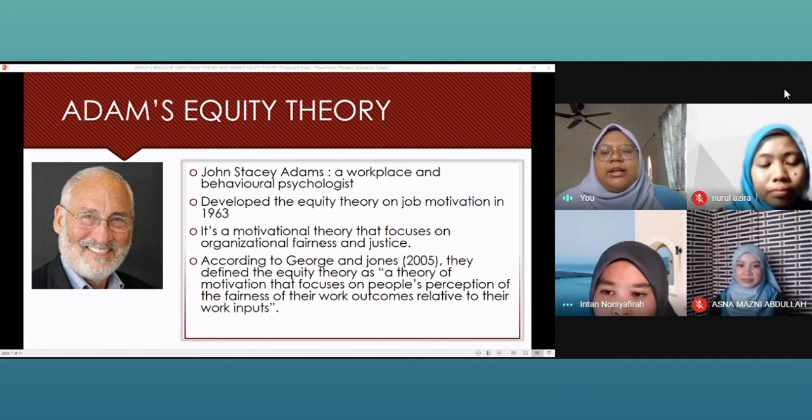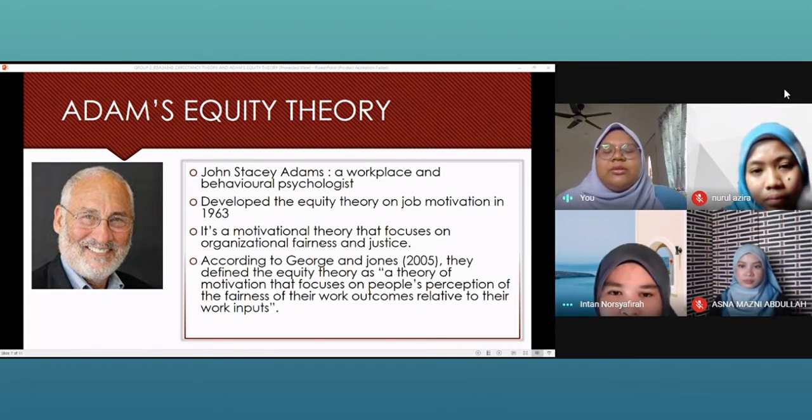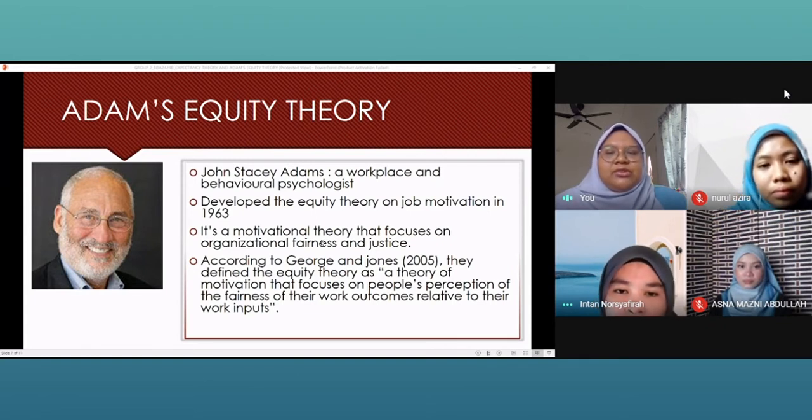I will be explaining about Adams' equity theory. So, the developer of this equity theory is John Stacy Adams, whose photo I've attached here. He is a workplace and behavioral psychologist, and the Adams equity theory was developed in 1963.